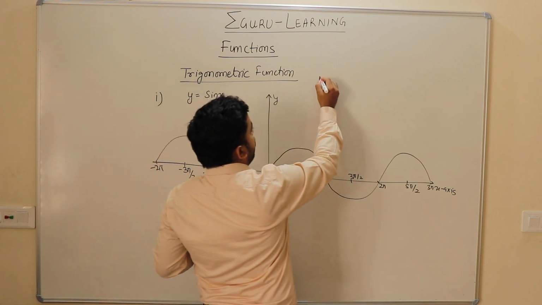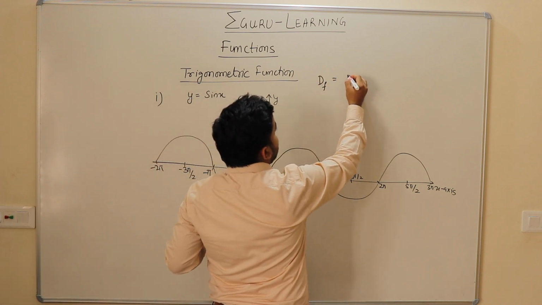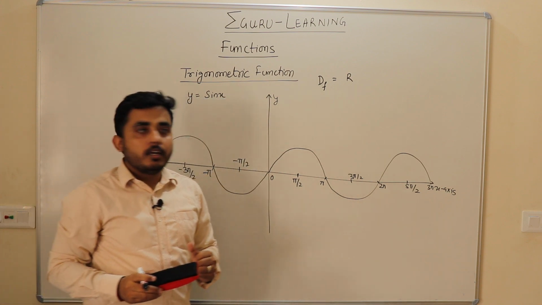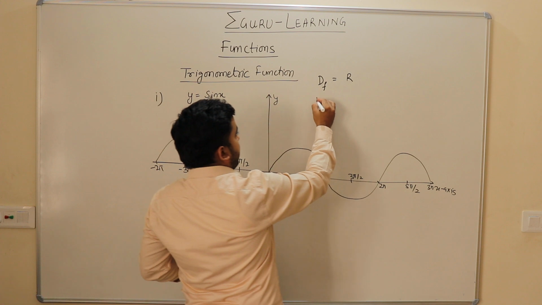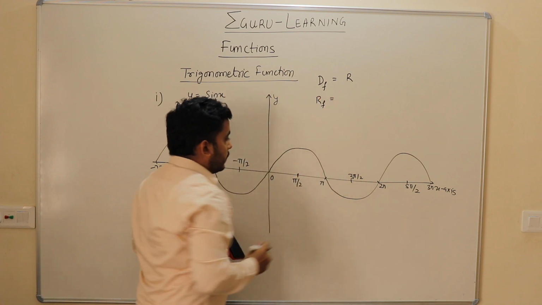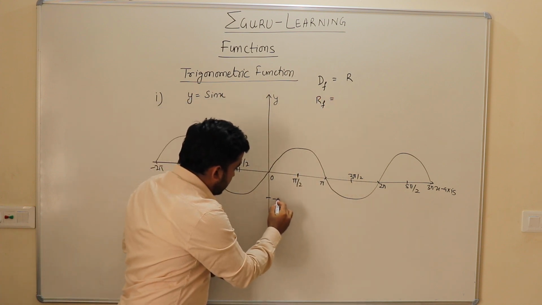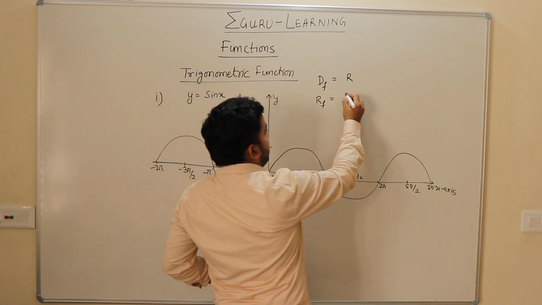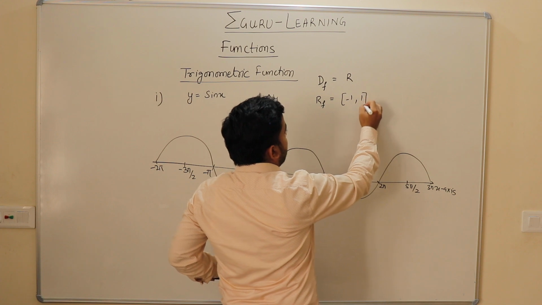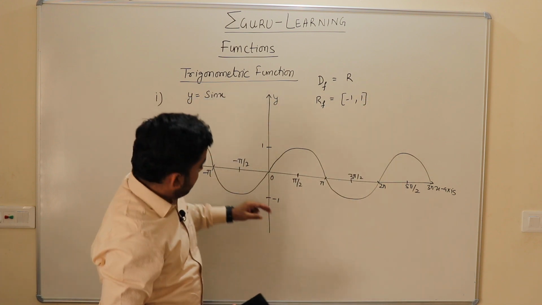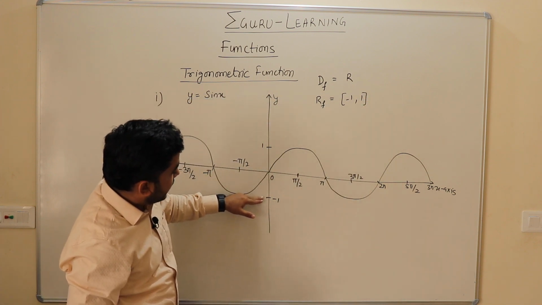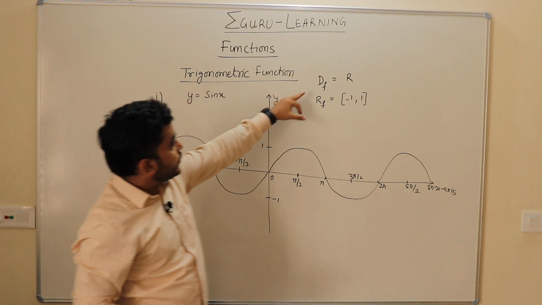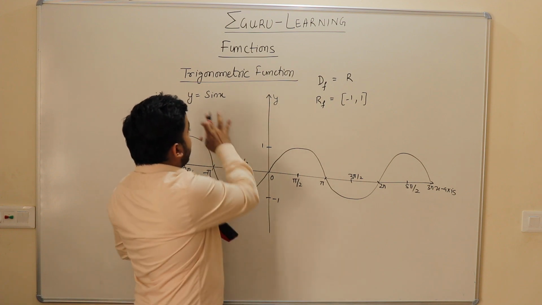That means the domain of this function, we can say, is equal to R, where R stands for all the real values. And talking about the range of this function, the range would go from minus 1 to plus 1. So the range of this function would be minus 1 to 1, both in closed brackets, and the function can take values in between minus 1 to 1. So this is about the domain and range of the function y equals sin x.